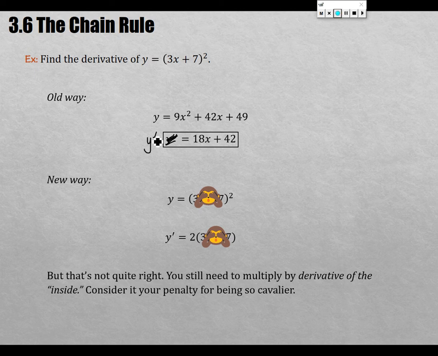So the penalty, and again, we'll give you more theory behind this in a second, for being so cavalier, ignoring the inside, is not actually a huge penalty. You just have to afterwards multiply by the derivative of the inside that you ignored. So what is the derivative of the inside part? 3. So you multiply by 3 at the end, and then you do get the desired result. Notice that if you actually multiply it out, it is the same thing as what we got.